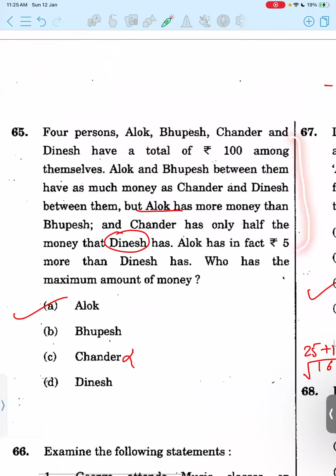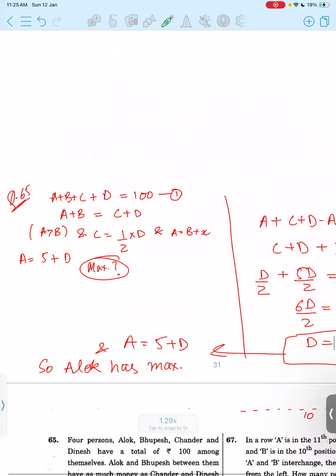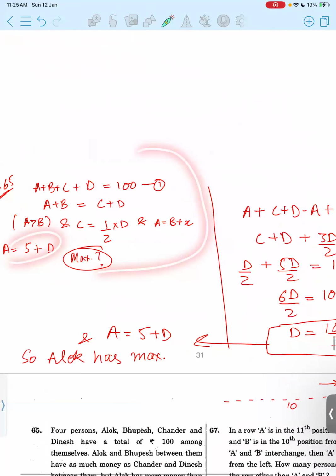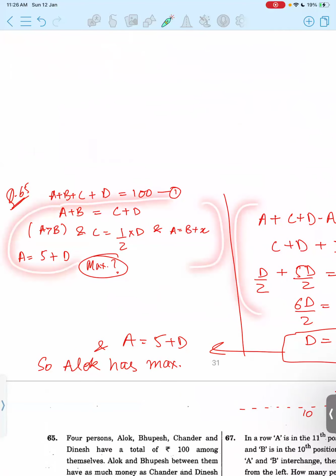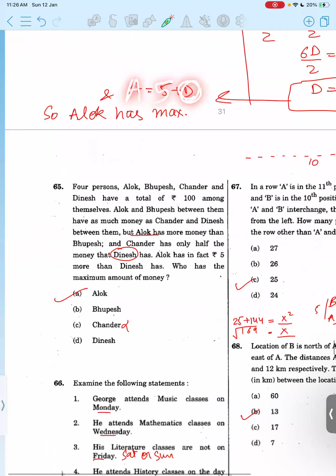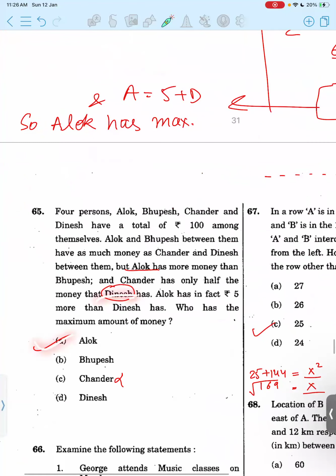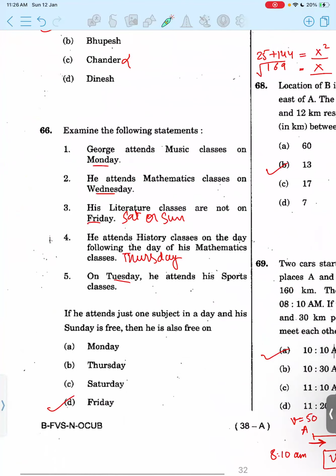Then we have 4 persons given. Again, a mathematical question we have to solve. Who has the maximum amount of money? It should be Alok, because it would be either Alok or Dinesh. If we calculate, we are given all this set of information. We calculated this by putting the values in the first equation. When you solve, you will see that this is the final equation. A would have 5 rupees more than D. So D will also not have the maximum amount. D is for Dinesh. So it would be Alok. Option A.